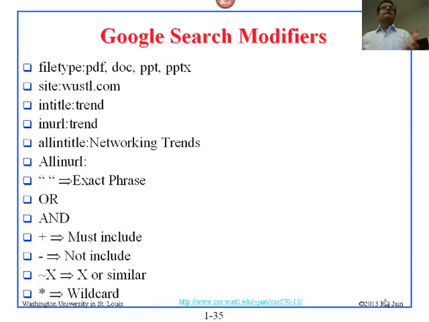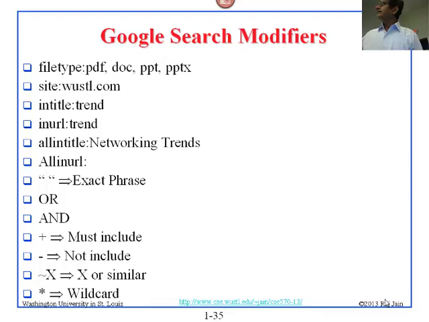In title, trend. I'm looking for anything which has in the title trend. So the word trend has to appear not in the contents, in the title. In URL, it has to appear in the URL. And now URL is kind of very arbitrary, so generally we don't use it in the URL. But if you are looking for CSE 570 in the URL, then you can just put that in.